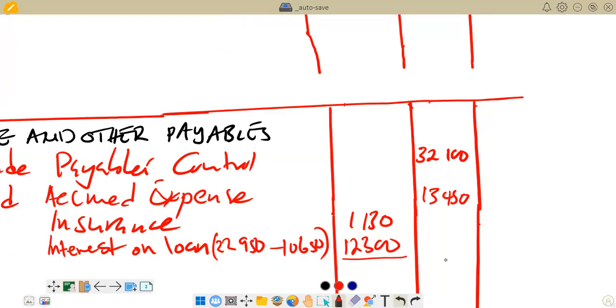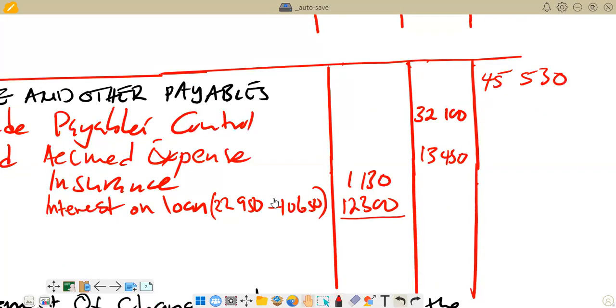So now we have those figures, and if you add the two, we are going to get the figure for trade and other payables, the total that we are going to put here. So we are going to say 32,100 plus 30,430. Then you get 45,530. So that's what we have there on trade and other payables.